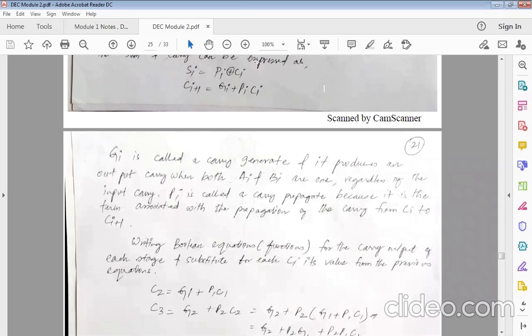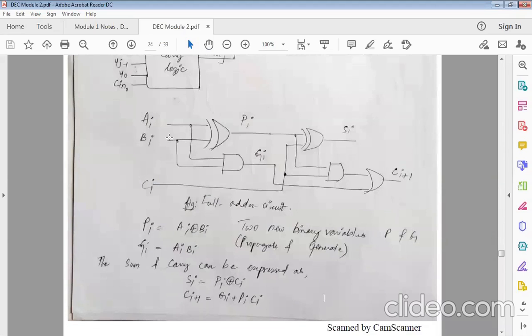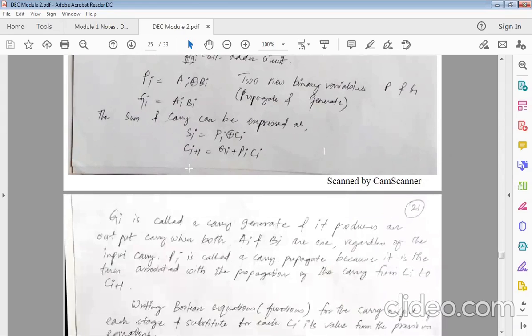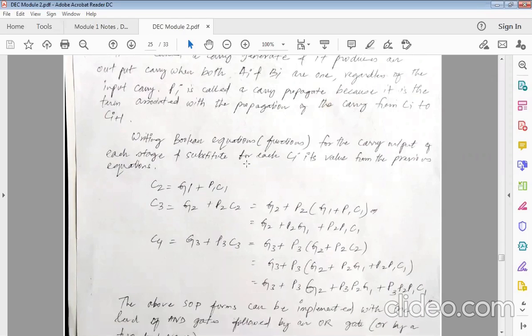Now remember, whenever a question is asked with regards to carry look ahead adder, these two equations are very much important. In order to know these two equations, you will have to draw this diagram. In order to draw this diagram, you will have to know how a full adder is. So what is the equation for full adder? If you know that equation, then it's very easy to bring this circuit up. So G is called a carry generate and it produces output. Yeah, we have seen this.